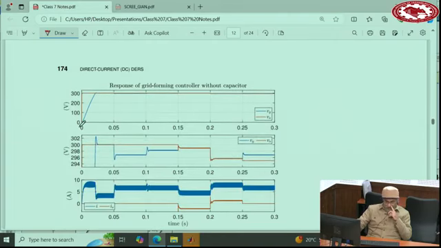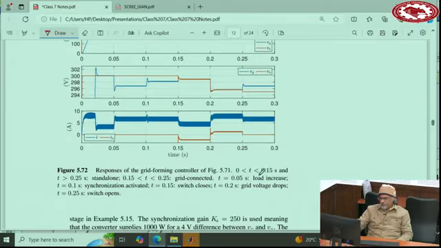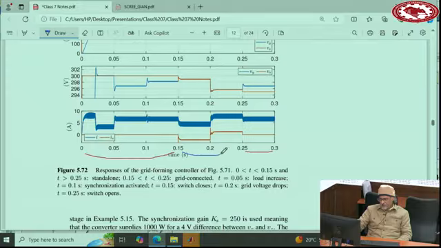Yeah, and these are the simulations here. For the simulations, if you look at this one, between 0 and 15 is the grid forming controller, and larger than 25 is standalone. Standalone means it's disconnected from the grid. So from here all the way to here, it's disconnected from the grid, and then from here to here it is connected to the grid.